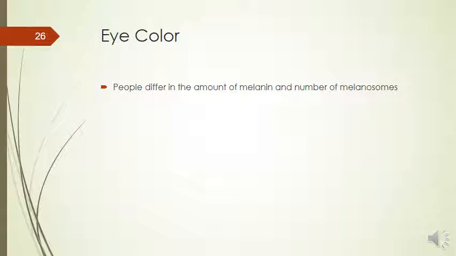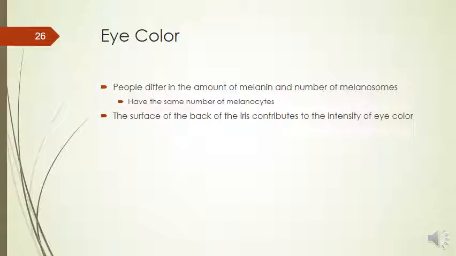The color of the iris is due to melanin pigments, which come in two forms: the dark brown, black, eumelanin, and the red-yellow, pheomelanin. In the eye, the cells called melanocytes produce melanin, which is stored in structures called melanosomes in the outermost layer of the iris. People differ in the amount of melanin and the number of melanosomes, but have about the same number of melanocytes in their eyes.